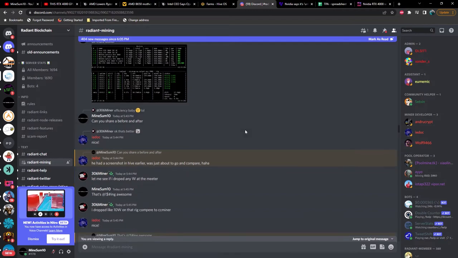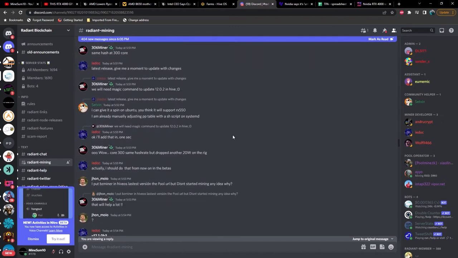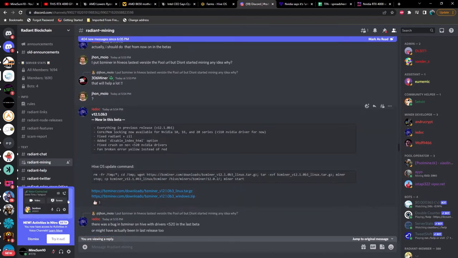And then also, some very interesting news coming out of BZ Miner again, and that is the ability to lock the memory on 10 series, 16 series, and 20 series. So previously, I thought it was only possible to lock the memory on the 30 series. But with this new beta version coming out, which is 12.1.0b3, you should be able to lock memory on 10, 16, and 20 series.